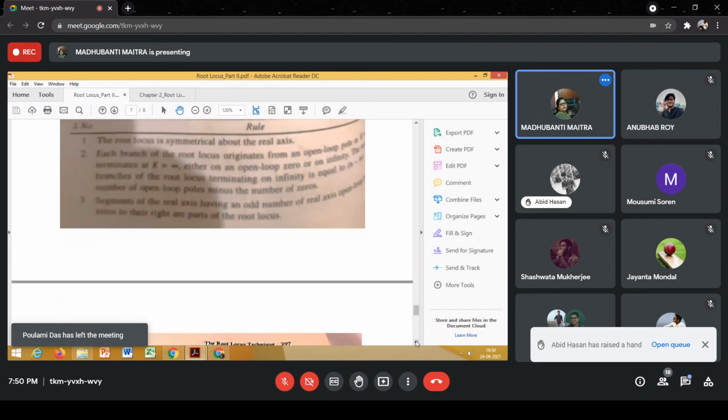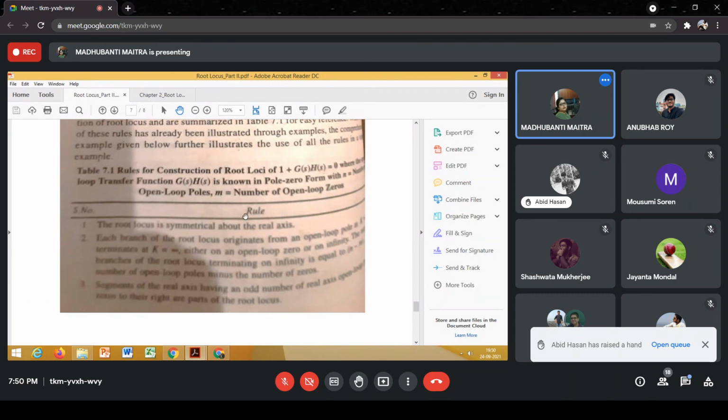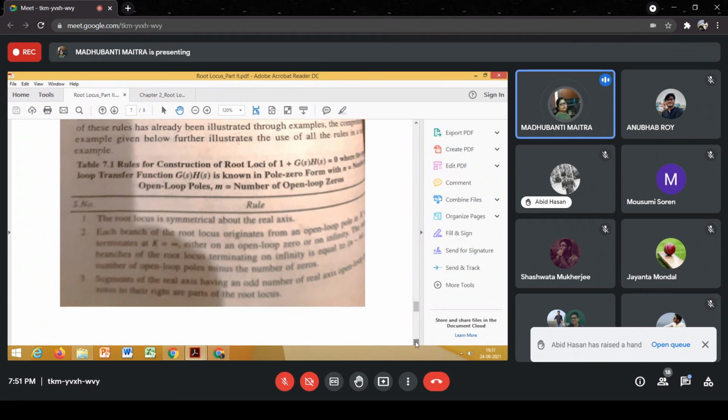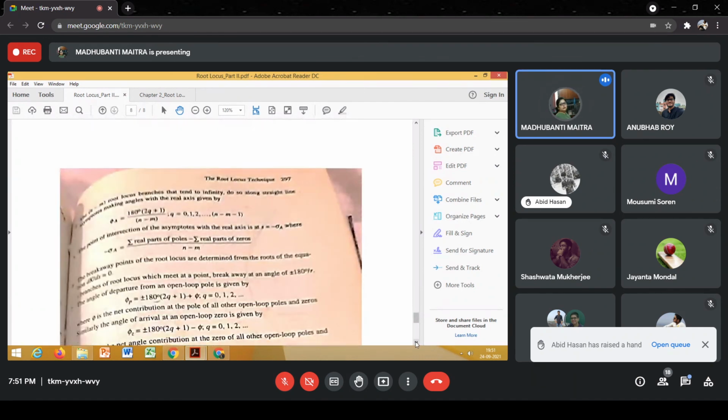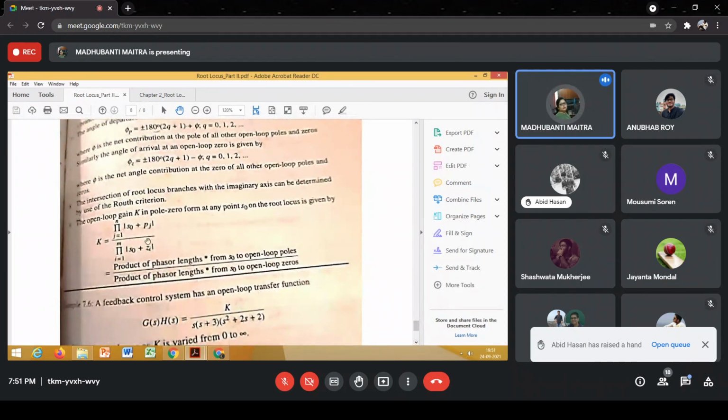So this table actually provides the rules for constructing the approximate root locus for a given LTI system. And this is the last rule.